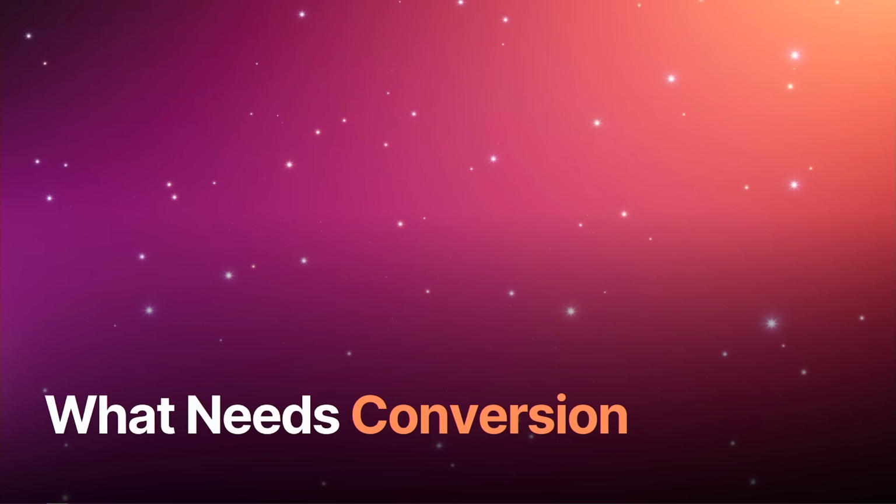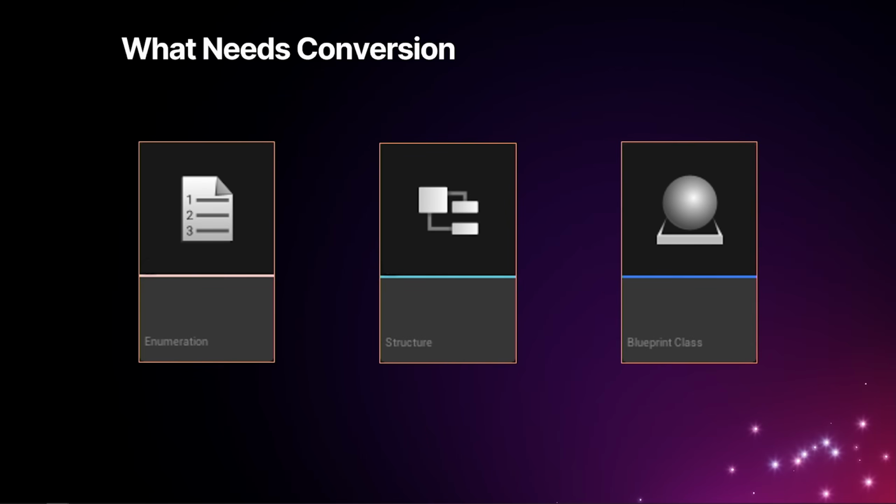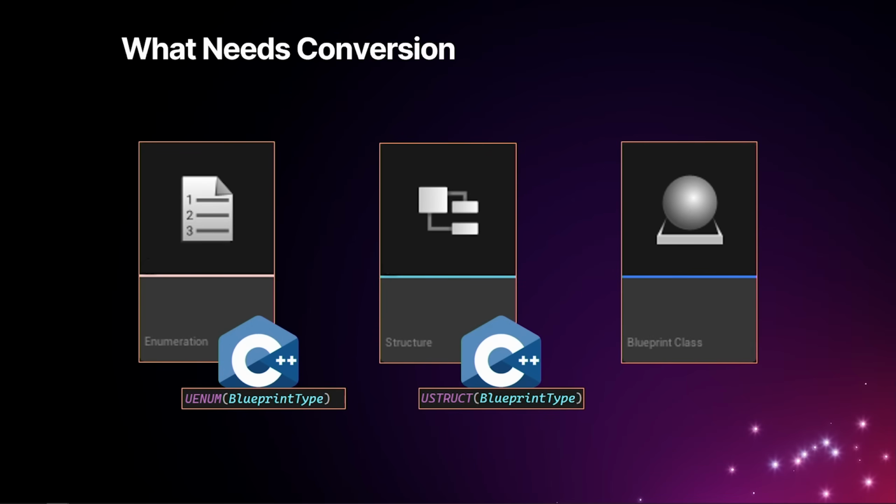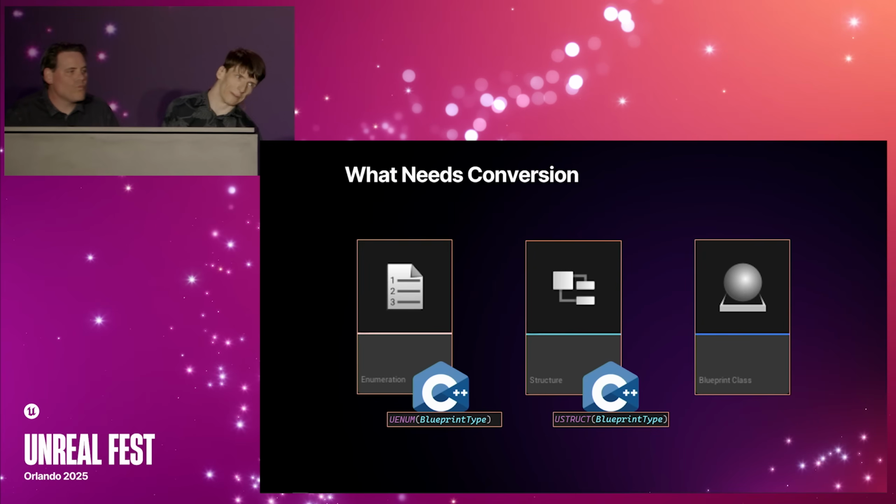So, all right, let's break down what we need to convert. And it's basically these three assets. Right, your enums, structs, and blueprints. For enums, pretty easy. Create a C++ type, make sure it has the same amount of enumerators, and you're good to go. For structs, it goes up a notch. Same thing, C++ type, but now we also need to do a depth-first replacement because of all the dependencies. And for blueprints, even worse. Yeah, it's the same, but worse.